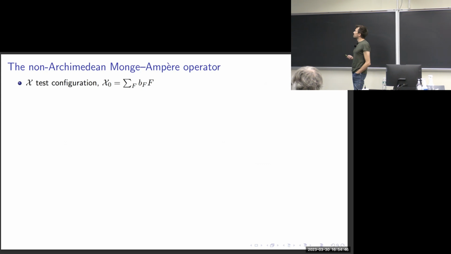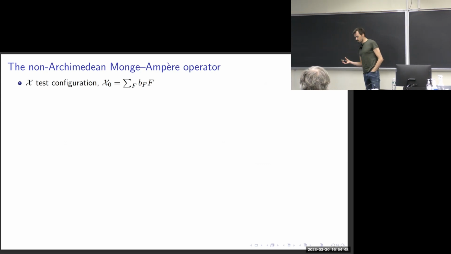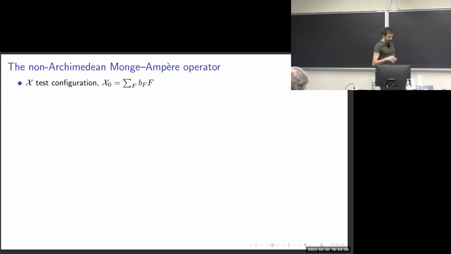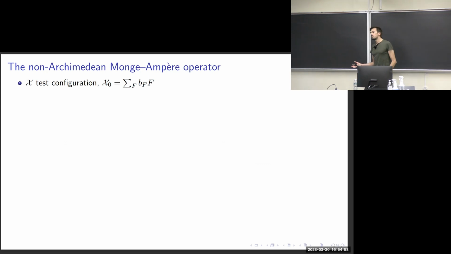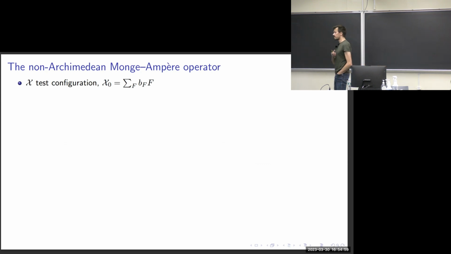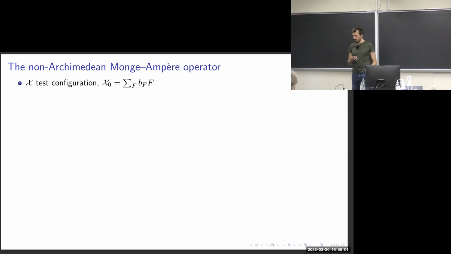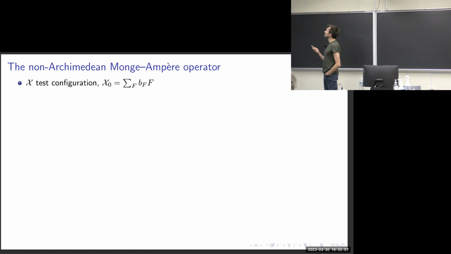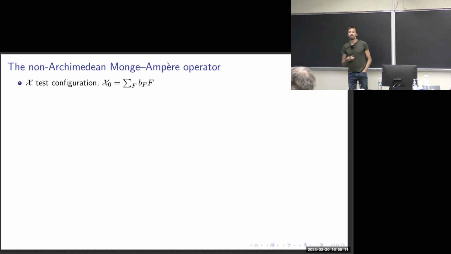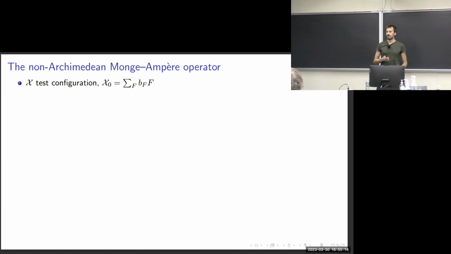So we pick some test configuration. The first thing we are going to do is to reinterpret the PL functions as corresponding to vertical divisors on test configurations, because that's what we are interested in. That's what encodes the singularities of the rays that we saw before. So you pick one test configuration, and you write the irreducible decomposition of its central fiber like that, the sum of b_F, some multiplicities, times the irreducible components F.